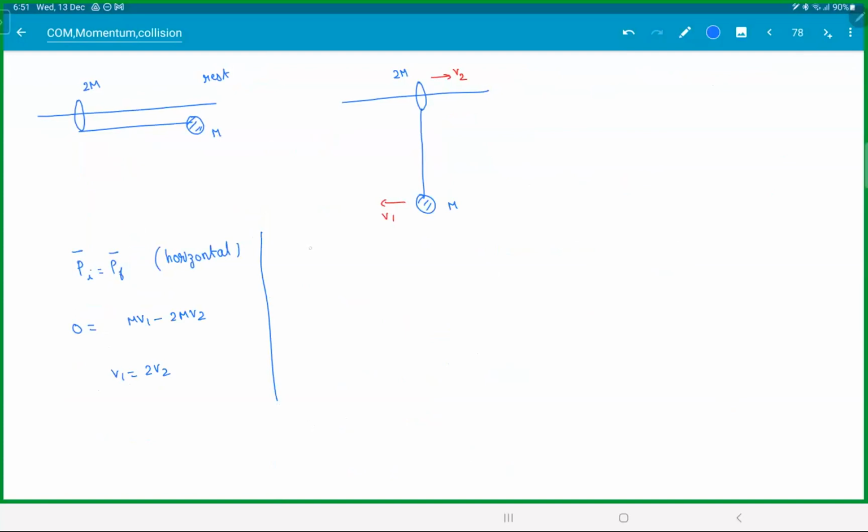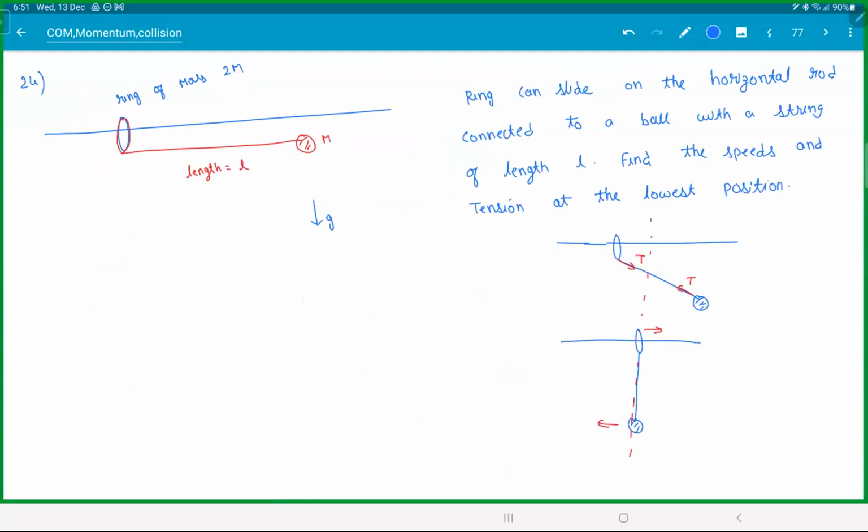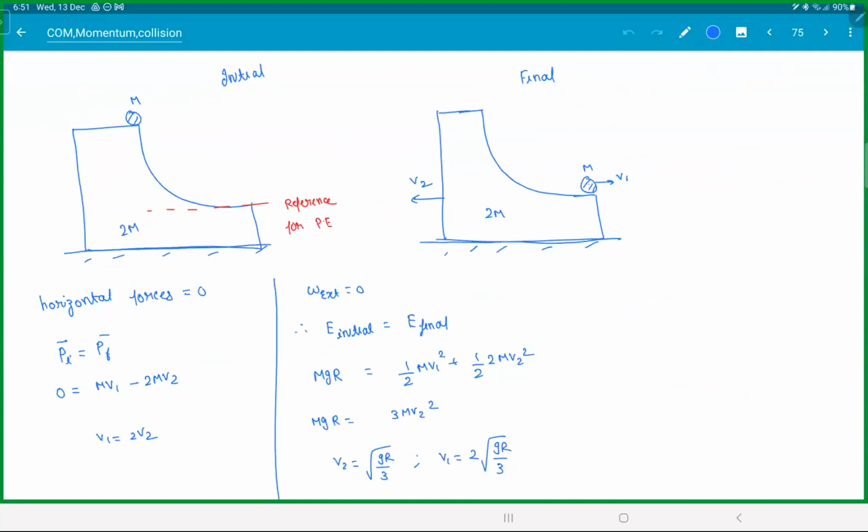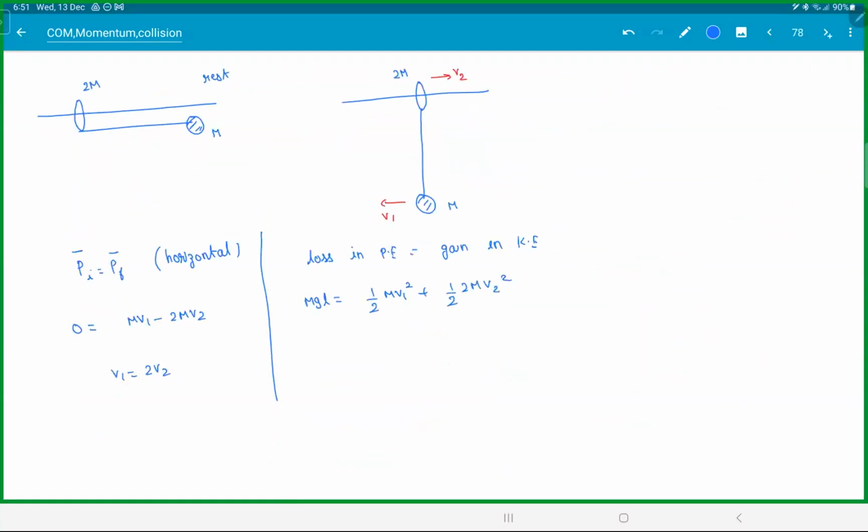And here energy is conserved. So you can say loss in PE is equal to gain in kinetic energy. Could have done in the previous one also. So this length was L. So this would fall: mgL is equal to half m v1 square plus half 2m v2 square. Isn't this the equation same? They are identical problems. Only L was in place of R.